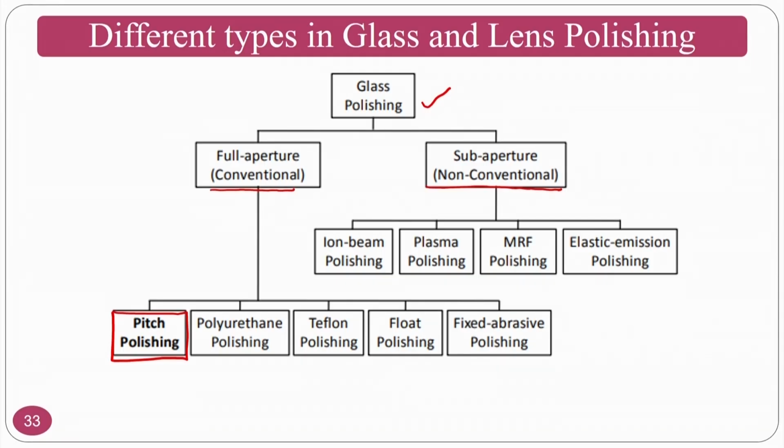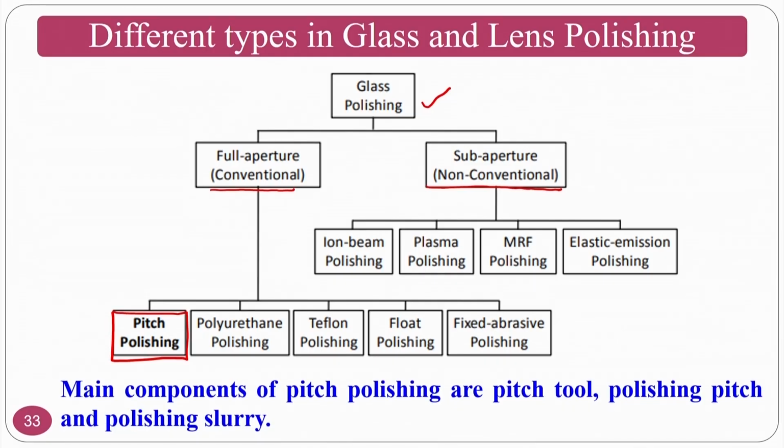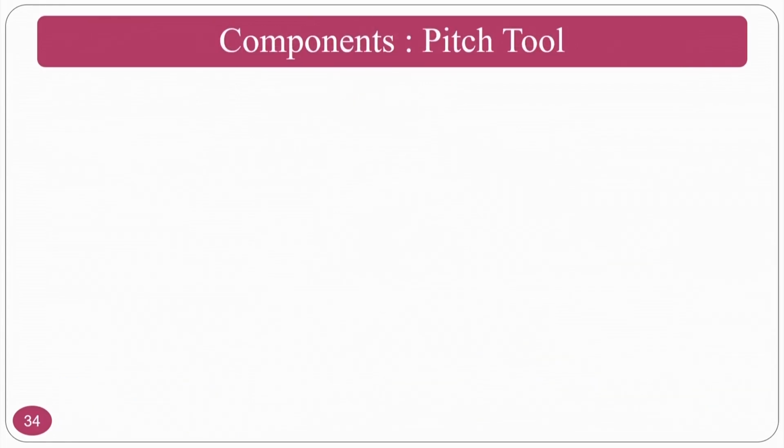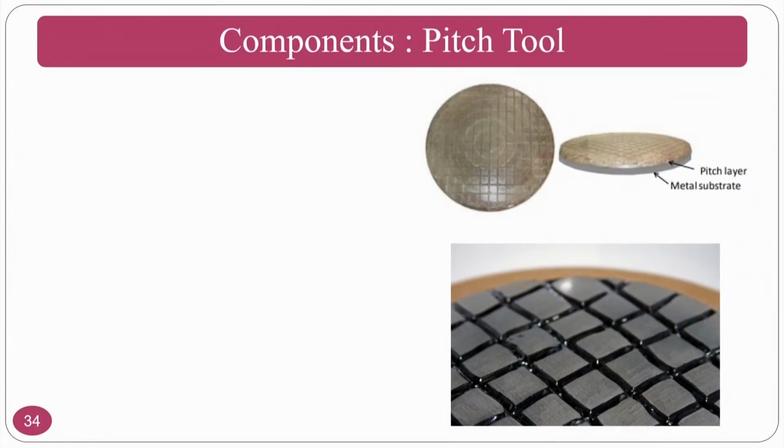Then we are seeing the conventional type. The main components are the pitch tool, polishing pitch and polishing slurry. These are the three varieties. And the pitch tool, as I said, you will get the pitch layer, at the same time a metal substrate will be there on which the load will be applied. As I was telling you, grooves are generated, so that the chips that are generated, microchips or nanochips, will go and occupy these grooves, so that it won't disturb the finishing process.